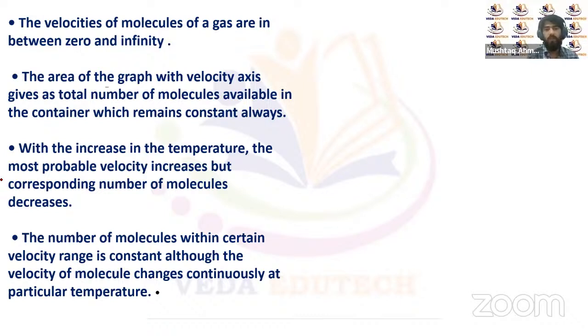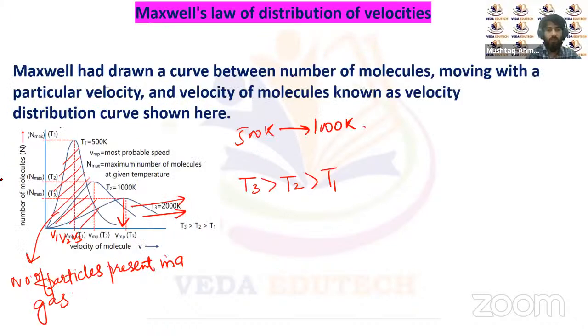The area of the graph with velocity axis gives us the total number of molecules available in the container, which remains constant always, right? Upon increase in the temperature, the most probable velocity increases, but the corresponding number of molecules decreases, right? Because upon increasing the temperature, the number of molecules possessing the most probable speed actually decreases, right? And there is always a fixed number of molecules having the speed in a certain range of velocity, right? So this was about the Maxwell Boltzmann distribution, right?